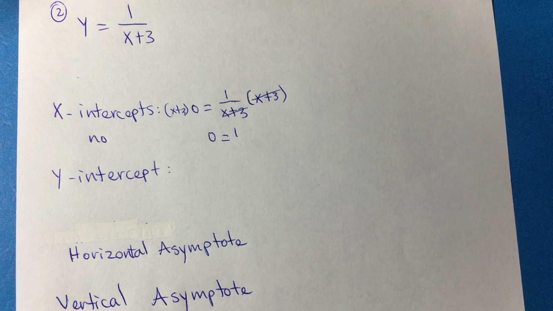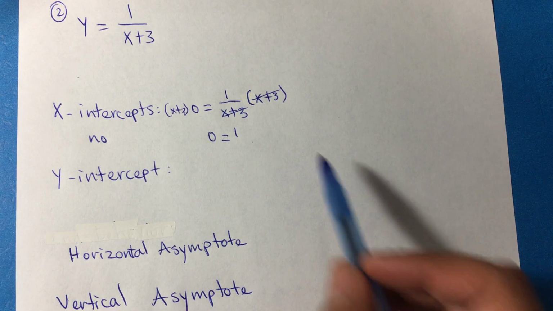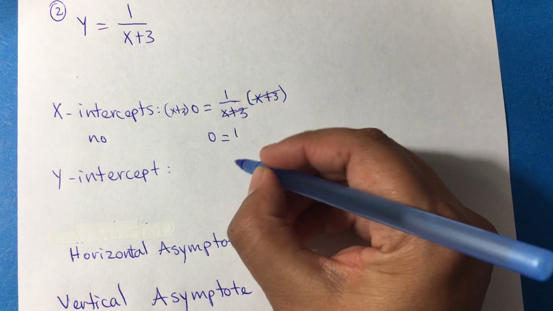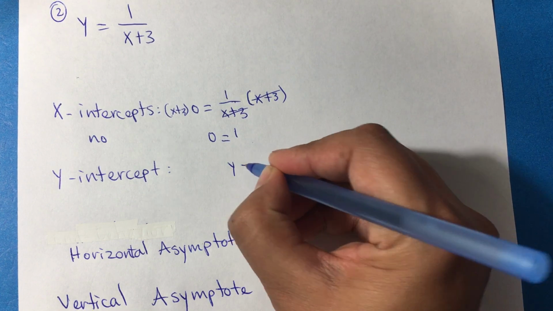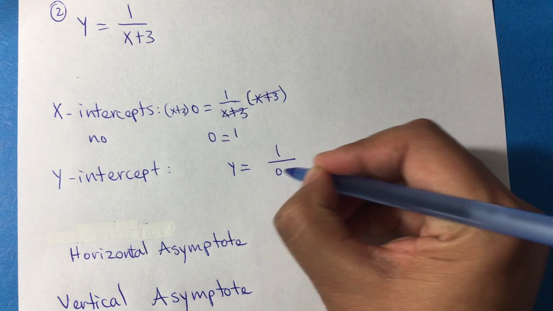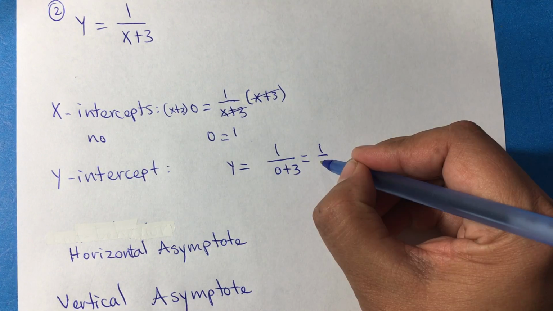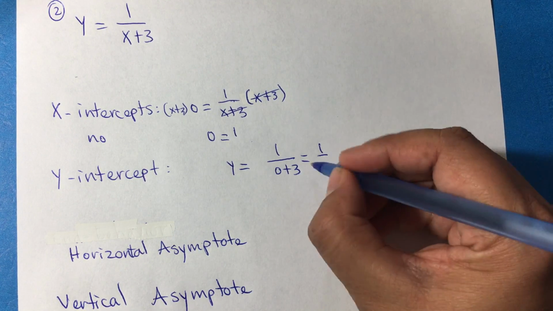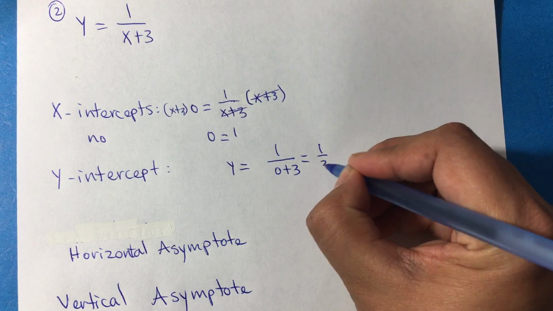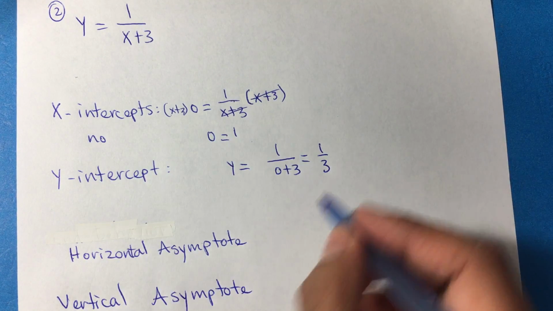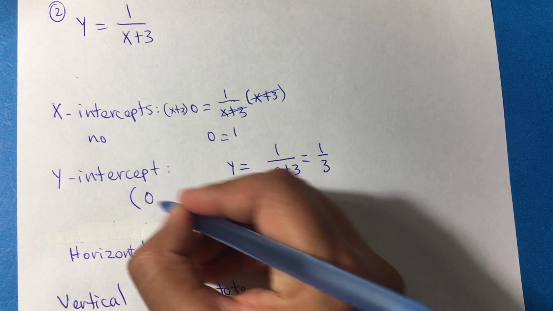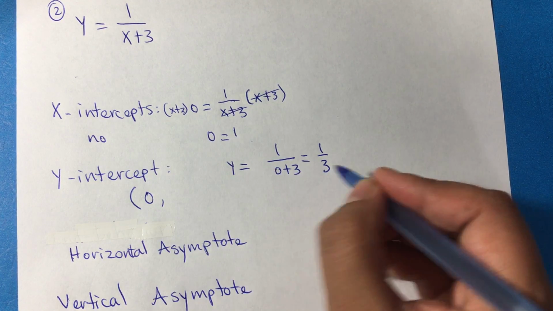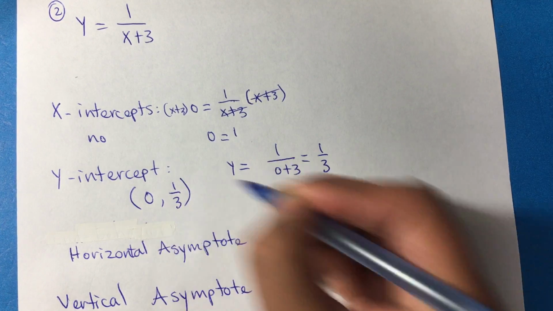What does that mean? That it's just not going to touch the x-axis. For the y-intercept, we have x equals 0, so we put y equals 1 divided by 0 plus 3. So y equals 1 over 0 plus 3, which is 3, so it's at 1/3. So we say that x is 0 and y is 1/3.